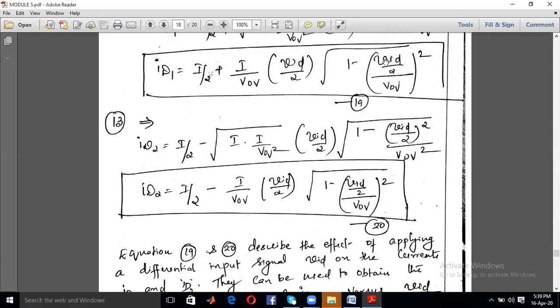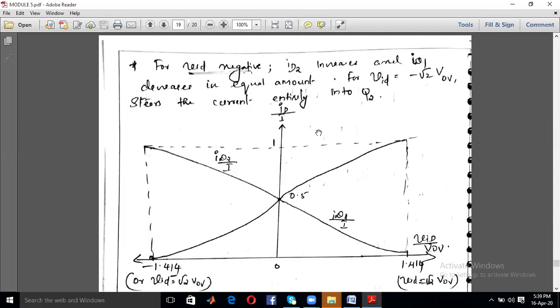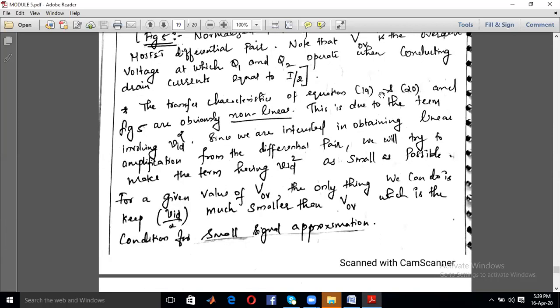So for that, you have to neglect this term. Neglecting this term means you have to keep VID by 2 very much smaller than VOV, or VOV should be very much larger than VID by 2. So that point I have mentioned over here. Please read this last sentence. The transfer characteristics of equations 19 and 20, or from figure 5, it is obviously non-linear.